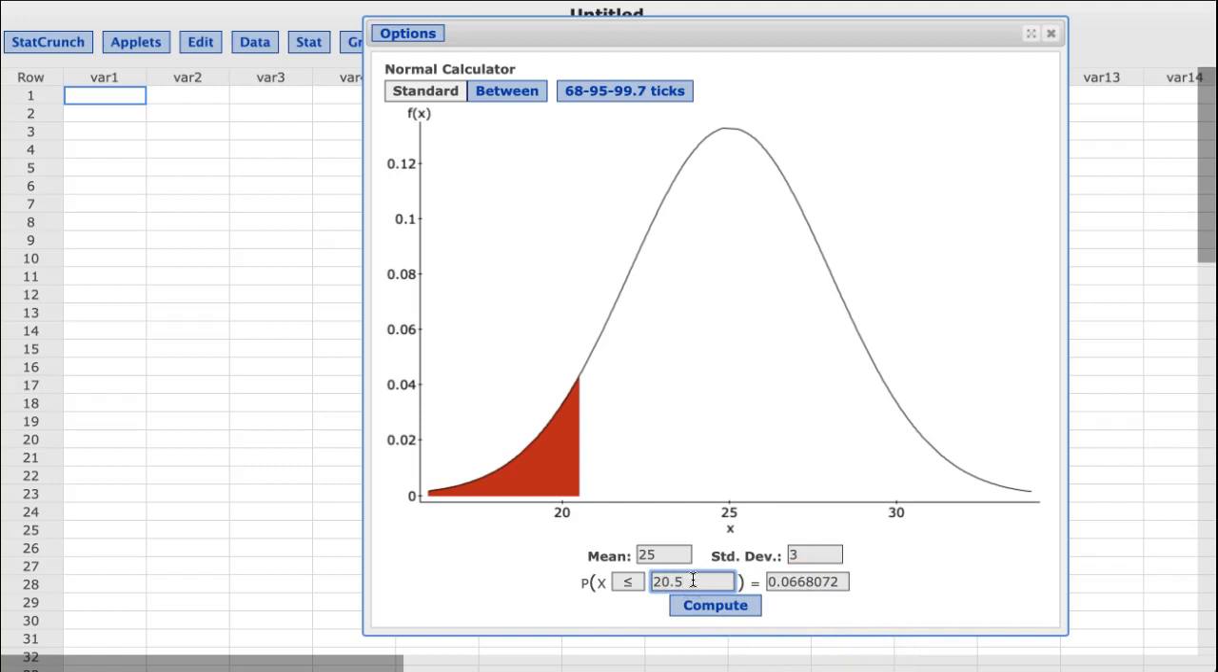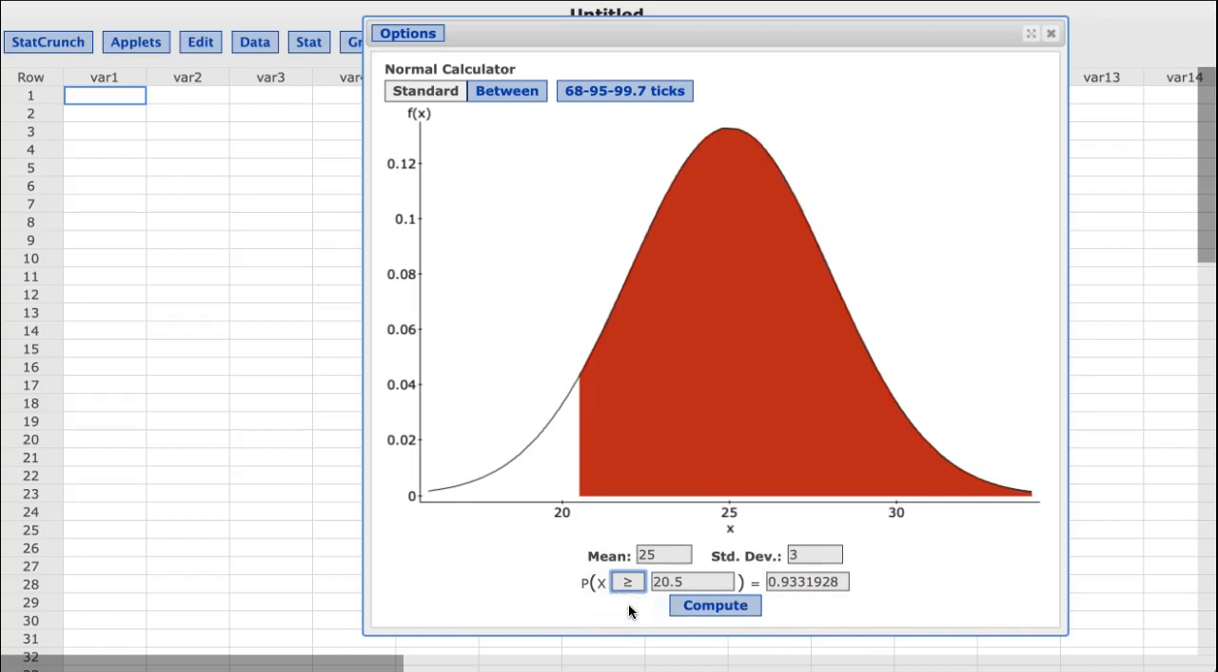Now, if for some reason I wanted greater than or equal to, what's the probability that it will be greater than or equal to 20.5? Well, we could do the complement, or you can click here and do greater than or equal to, and that's what you get. See, it shades everything to the right. In this case, we get 0.993. But we could do the complement, 1 minus the previous one, to get that result.